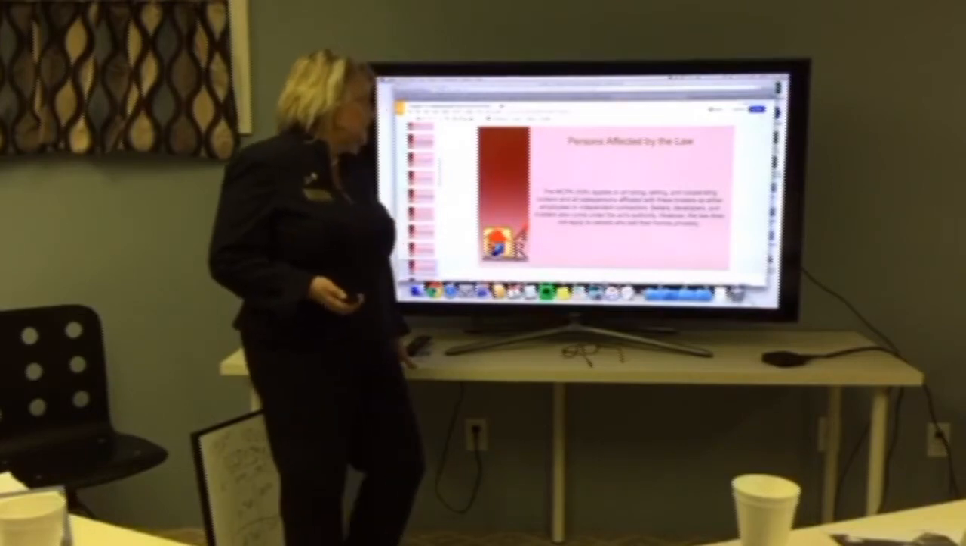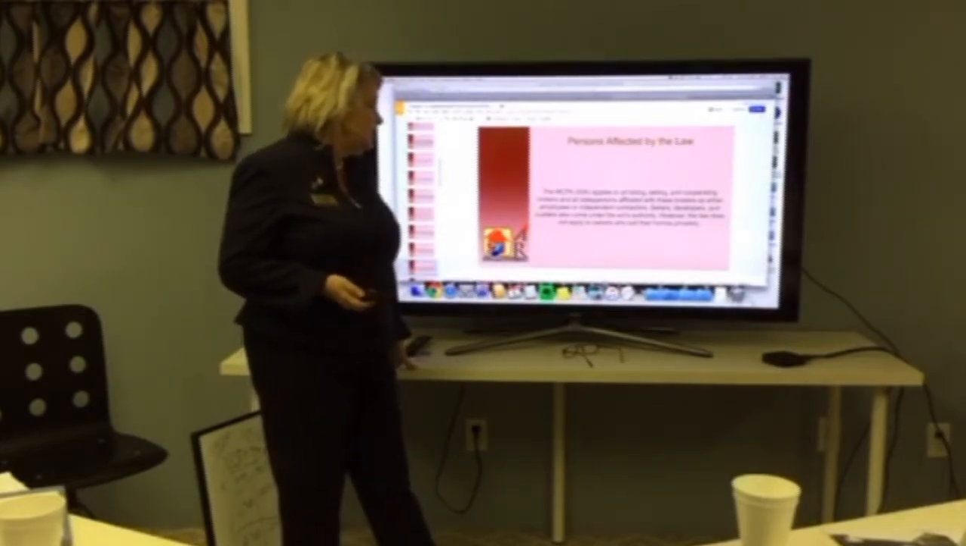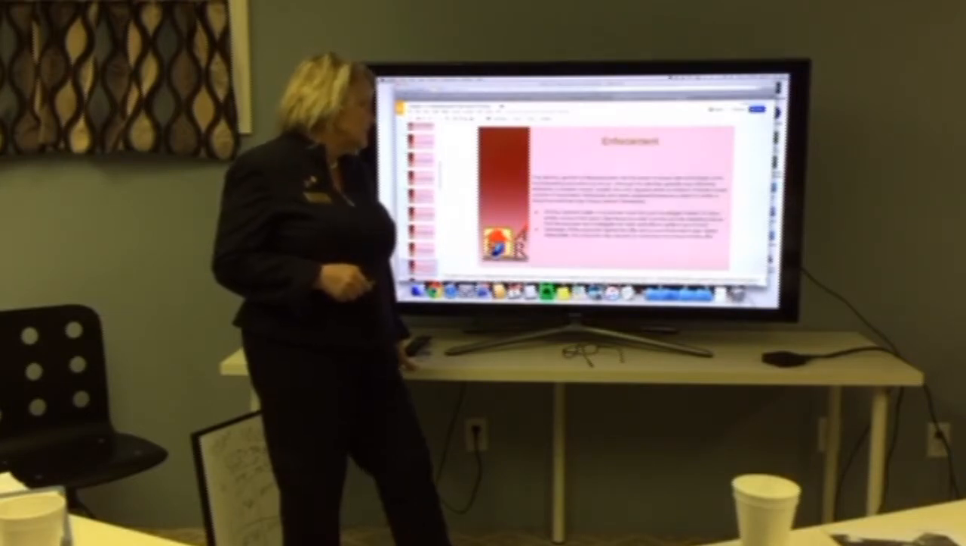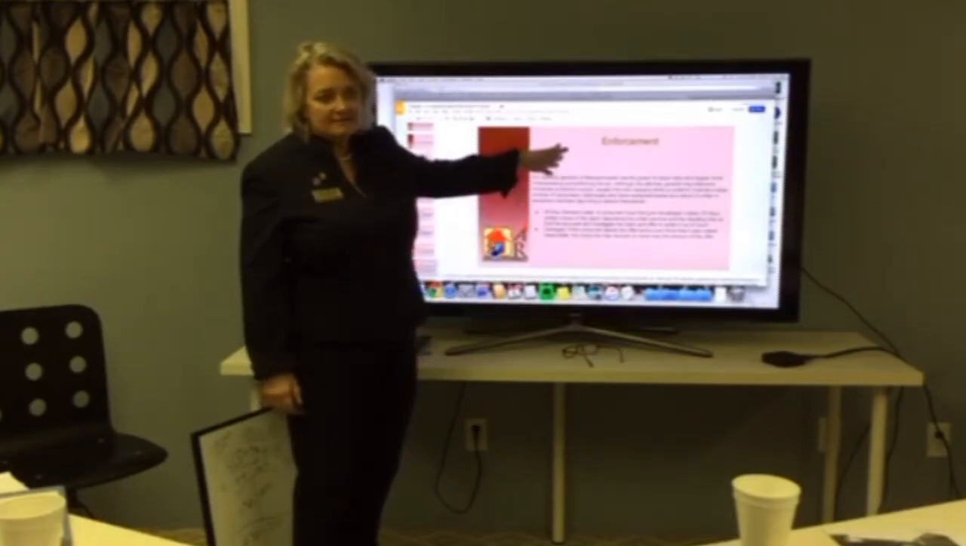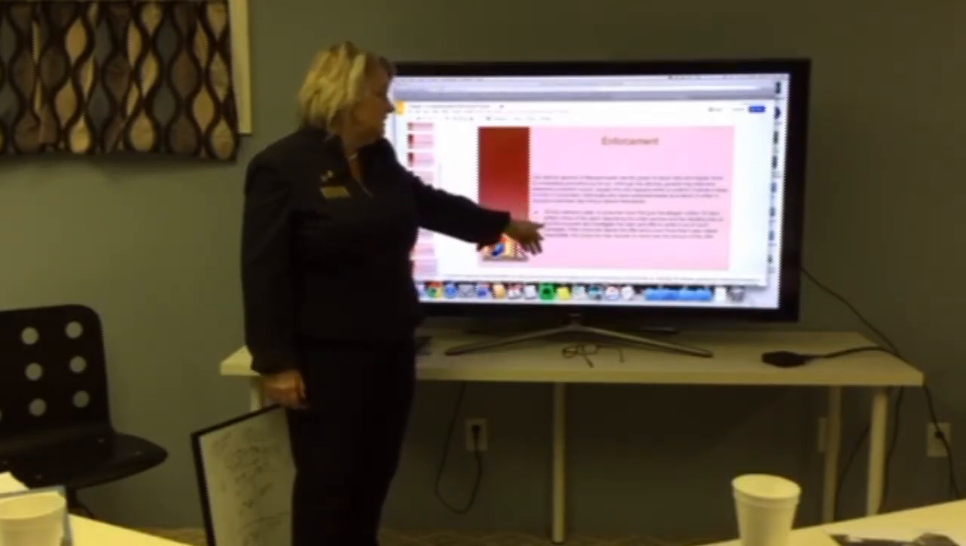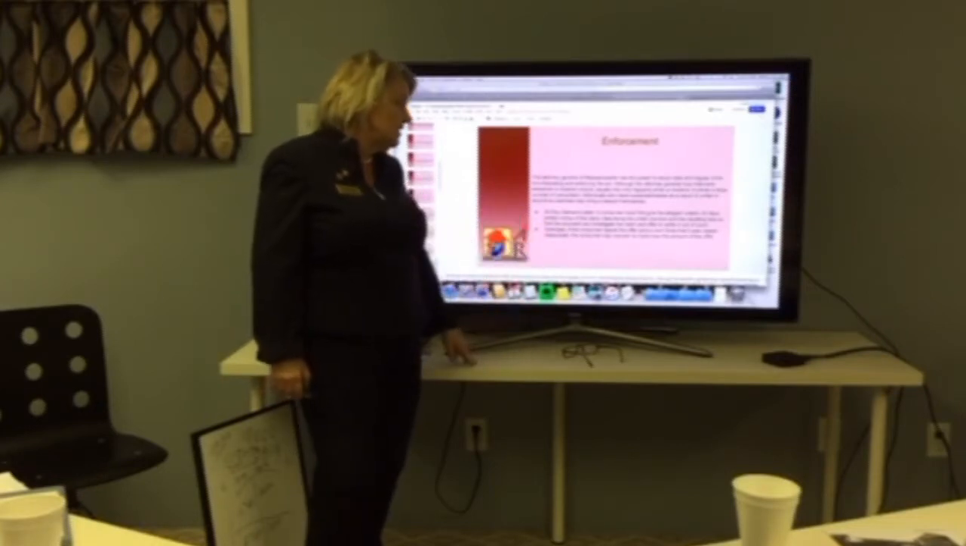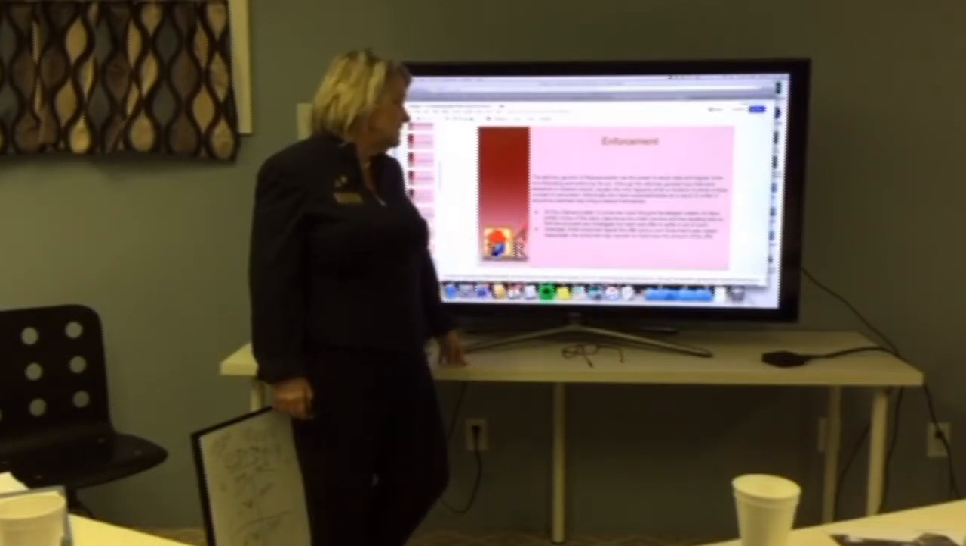Persons affected by the law are all listing, selling, and cooperating brokers, and affiliated salespeople. Sellers, developers, and builders also come under the Act's authority. However, the law does not apply to those who sell their houses privately. Okay, so this talks about the enforcement of this. The first thing is a 30-day demand letter. And then damages: if the consumer rejects the offer and the court finds that it was indeed a reasonable offer, they may recover no more than that amount.